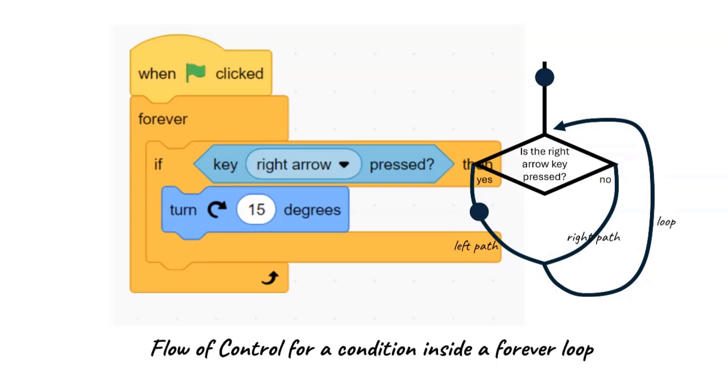Now, where this is so useful in Scratch is the fact that inside a forever loop, you're getting 30 instructions per second. So it's going to be checking this condition 30 times a second, which really is quite fast and good for gaming.